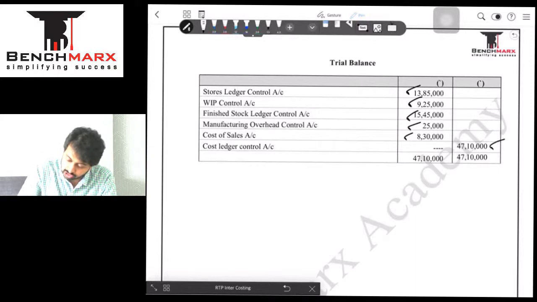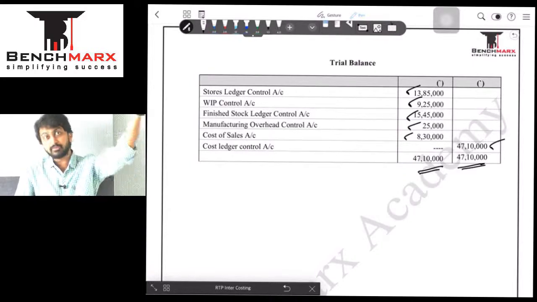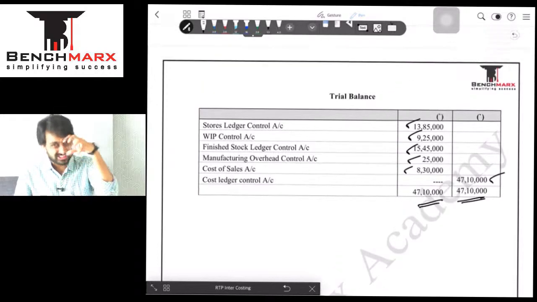ठीक है, this is coming from here, that is cost of sales. You have now got the GLA account and this has to tally. This sum is very much similar to what we have done in the previous RTP. So nothing new in this question.